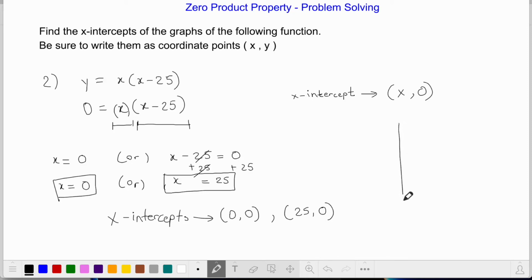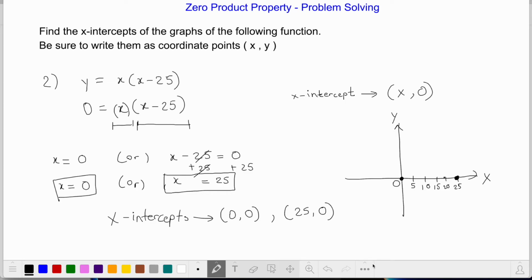To show you on the graph, let's draw the coordinates. We have the y-axis here and the x-axis here. Here we have 0, so we have 0, 0. Here is the first x-intercept point, and the next point would be, let's use 5, 10, 15, 20, and 25. So these are the two x-intercept points, 0, 0 and 25, 0.